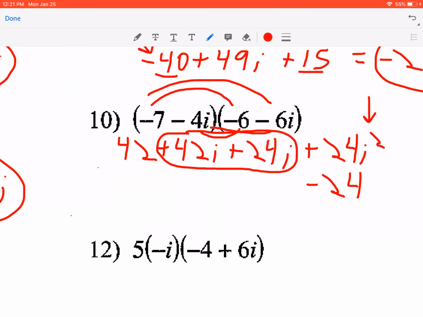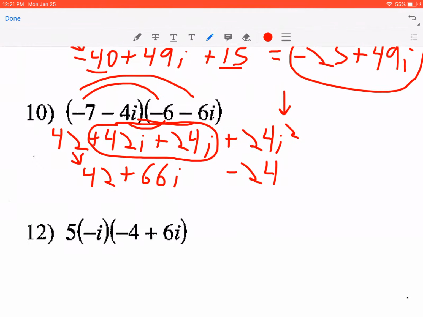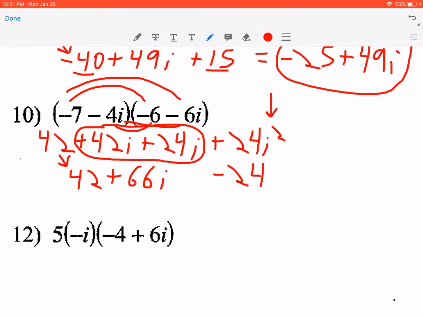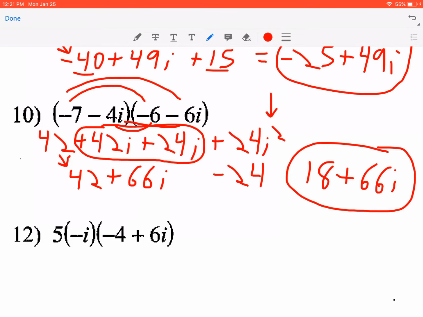These two go together. 42 plus 24, what's that, 66i? Don't forget the 42. So again, where's your real numbers? 42 minus 24. So if I did 42 minus 24, what's that, 18 plus 66i. That's the best you can do, okay?